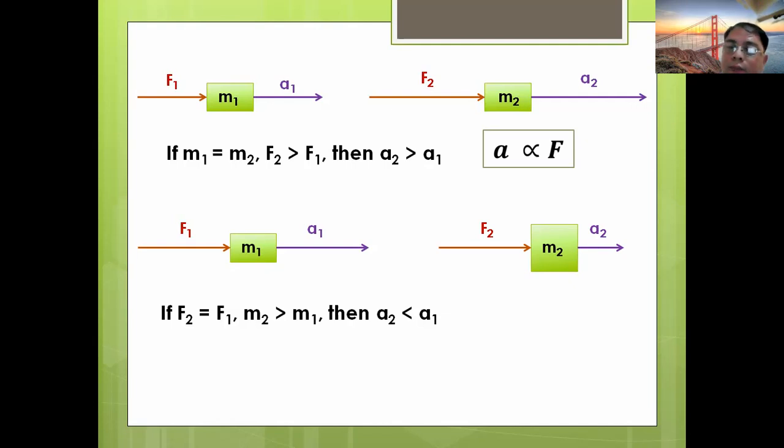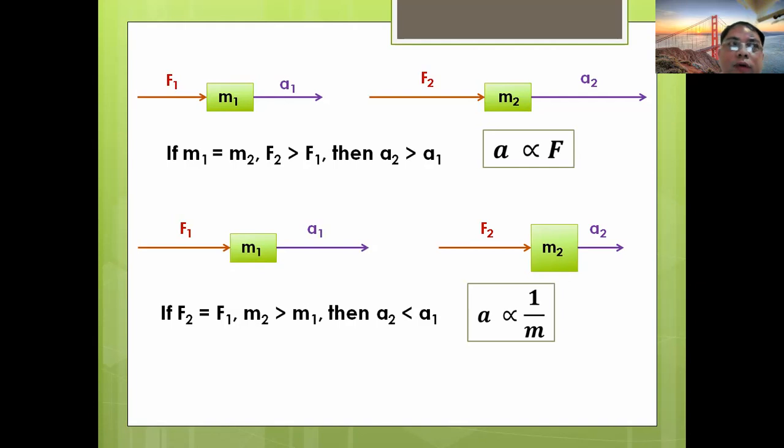So the amounts of force are the same, but the masses we apply them to are two different values. So what is the effect on the acceleration? Acceleration will now be slower, or lesser, in A2 than in A1. So again, acceleration and mass are inversely proportional.